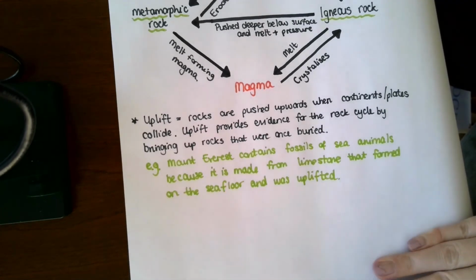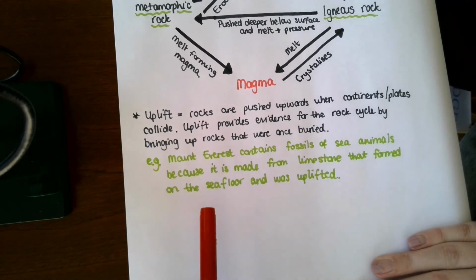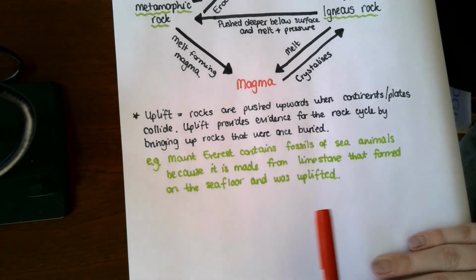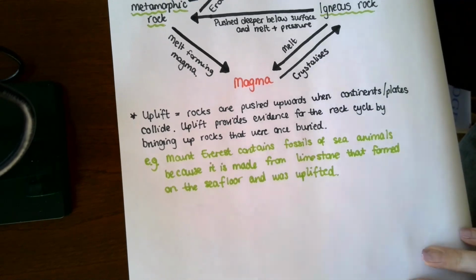So uplift provides evidence for the rock cycle by bringing up rocks that were buried deep within the earth. An example of this is Mount Everest, a very, very tall mountain, which contains fossils of sea animals because it is made from limestone that formed on the sea floor before it was uplifted.